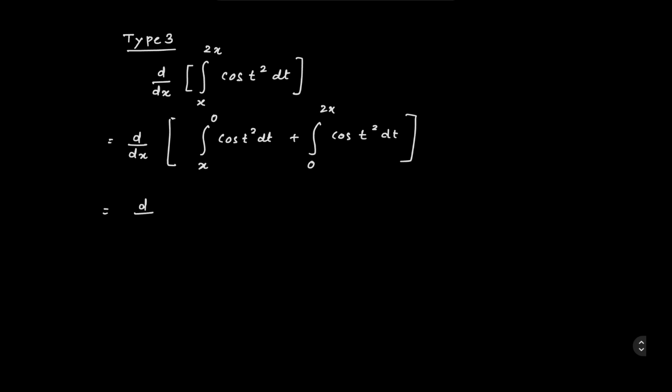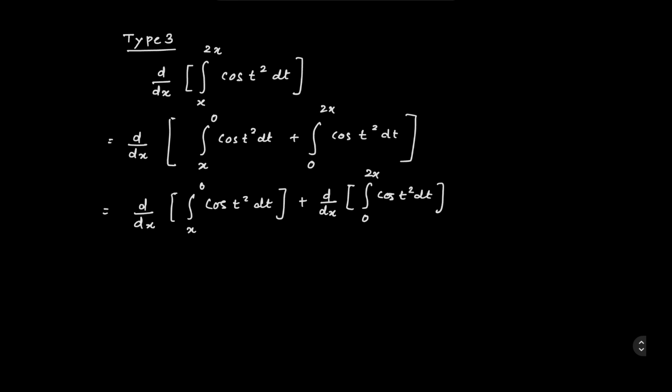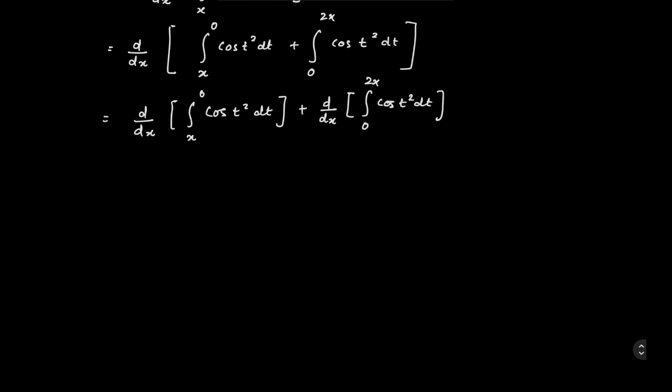This I can separate: d by dx of the integral of cos t square dt, plus d by dx of the integral from 0 to 2x of cos t square dt. So we'll do the question part by part. So this is d by dx of the integral of cos t square dt.